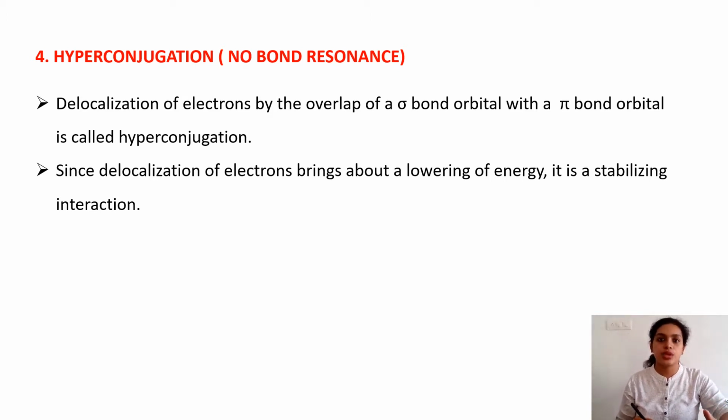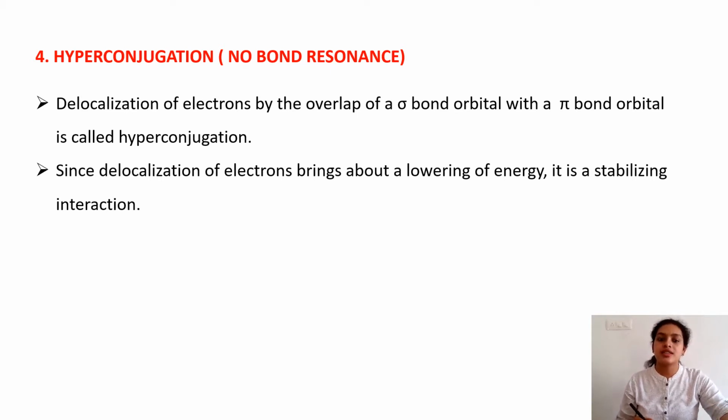And in the hyperconjugative structures, you cannot see one proper bond. At some places, the proper bond will be missing. That's why it is otherwise known as no bond resonance. Hyperconjugation is otherwise known as no bond resonance. I'll explain by taking an example in the coming slide.